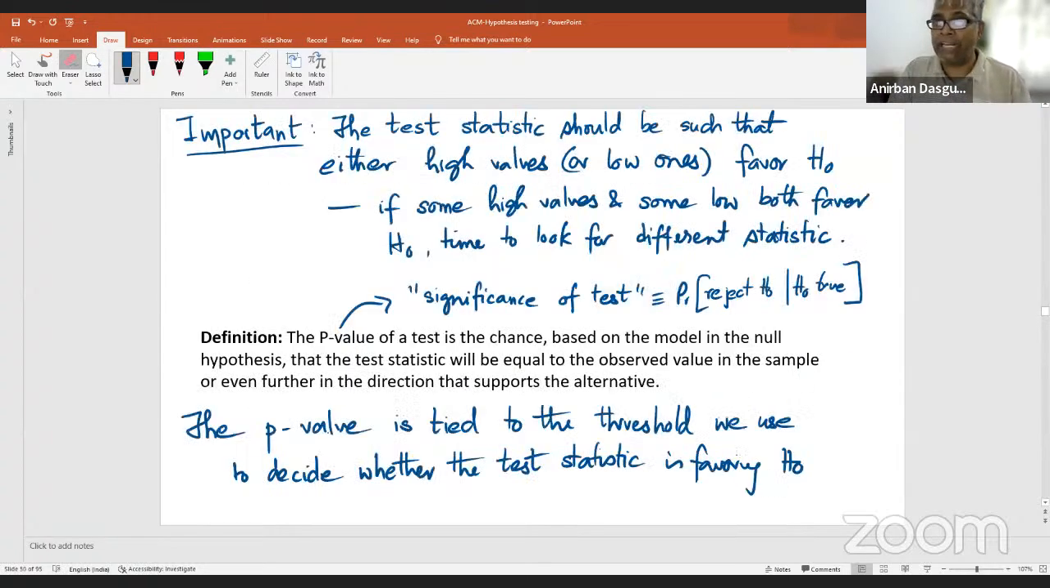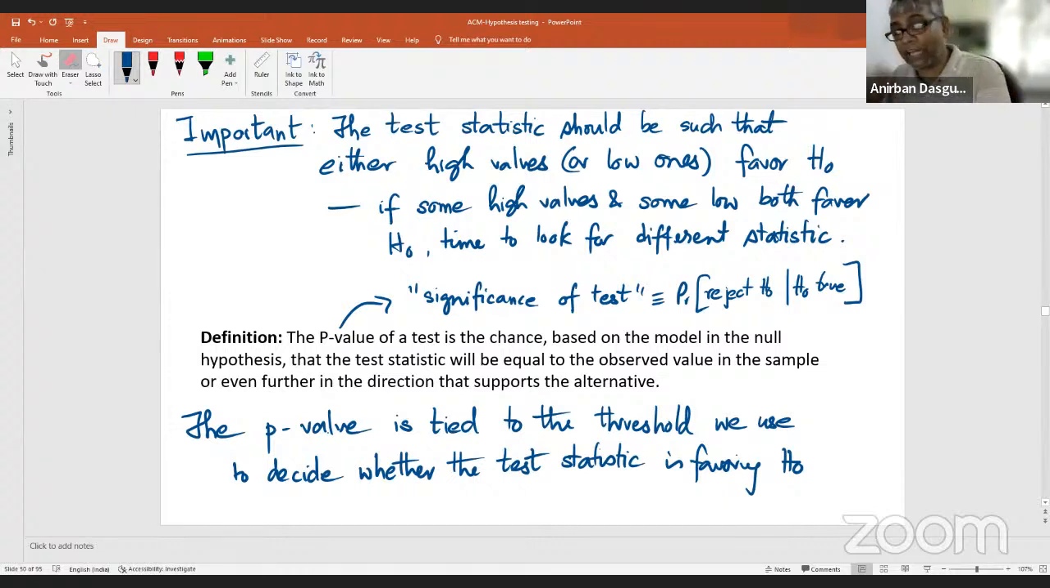Again, a very, very important point: when you ask people what is the definition of the p-value, people will say that the p-value is the probability of the null hypothesis being true. Absolutely wrong. The p-value is not the probability of the null hypothesis being true.